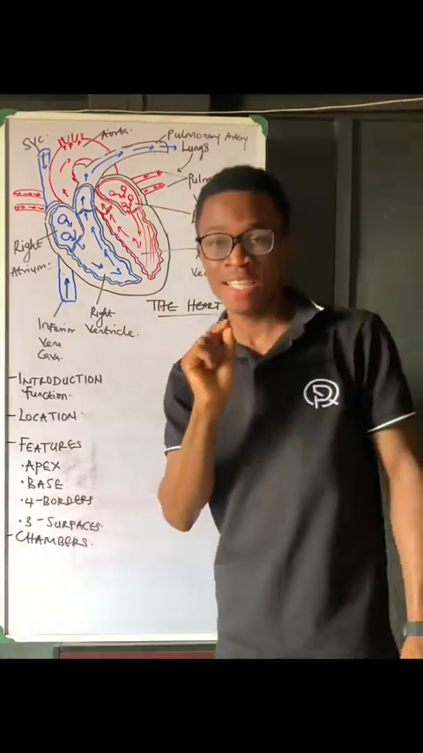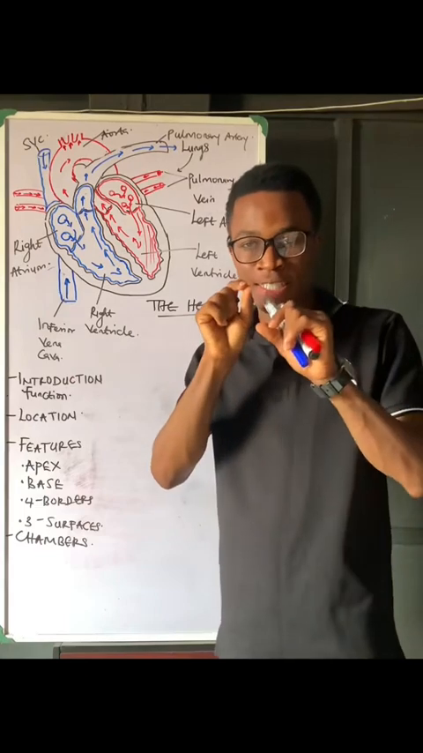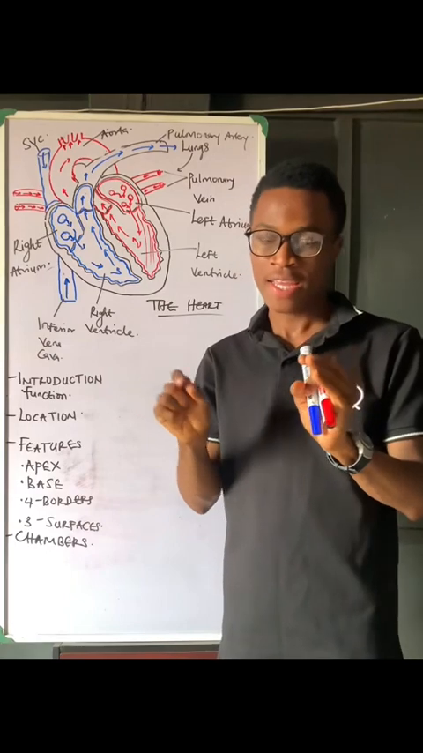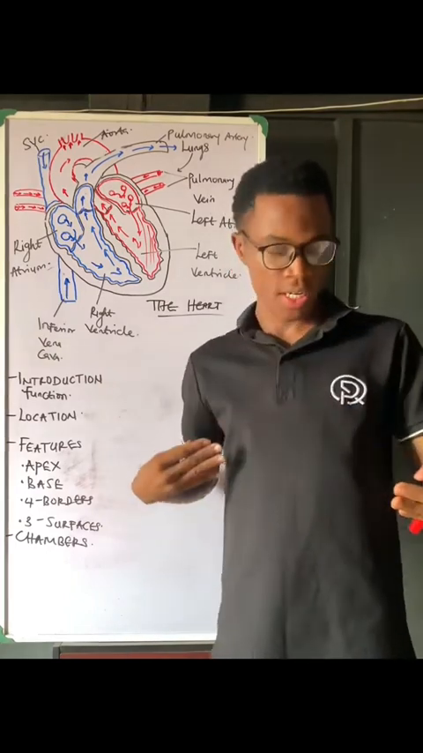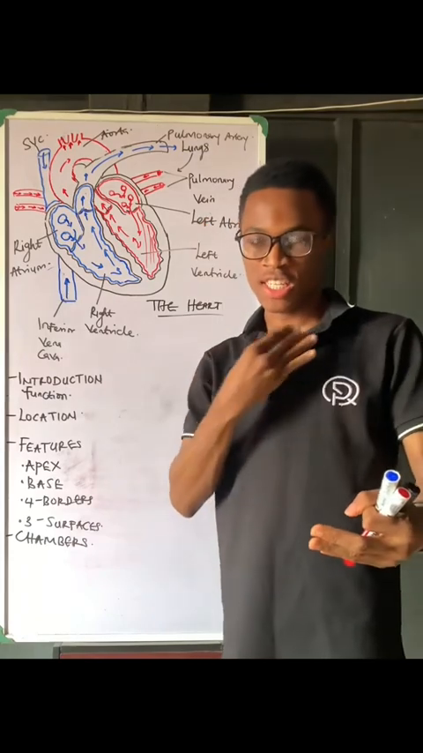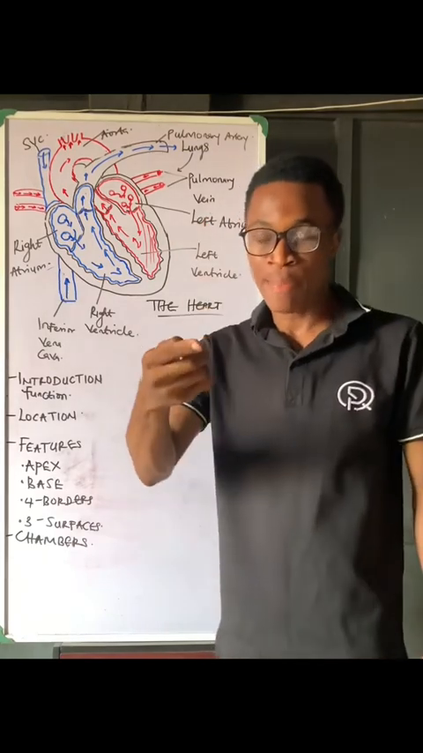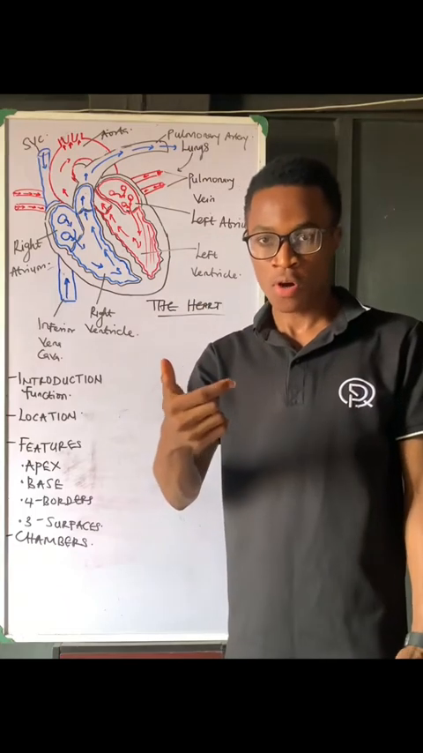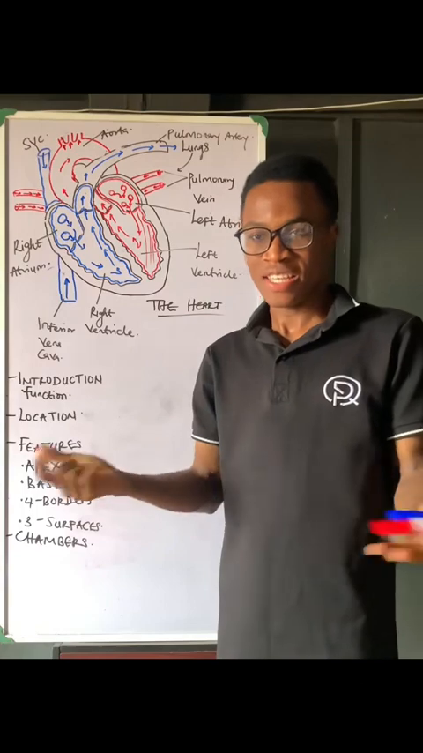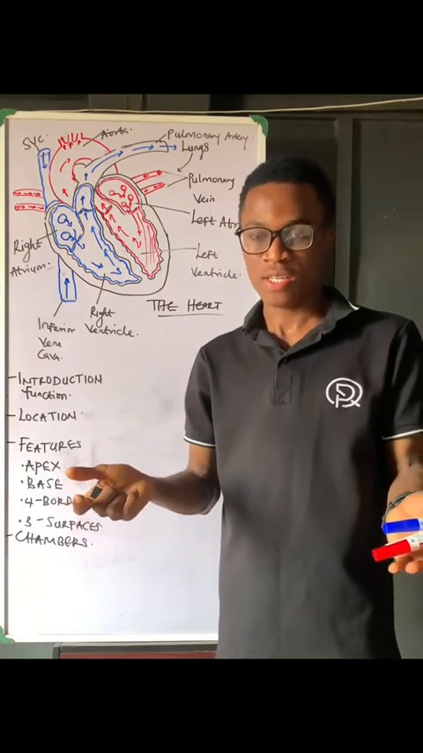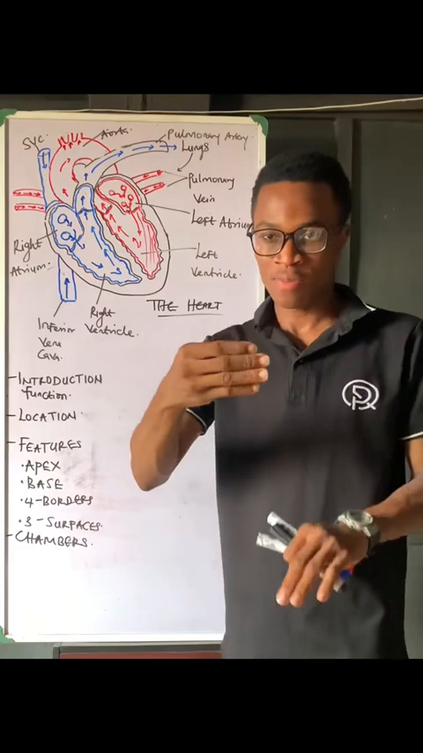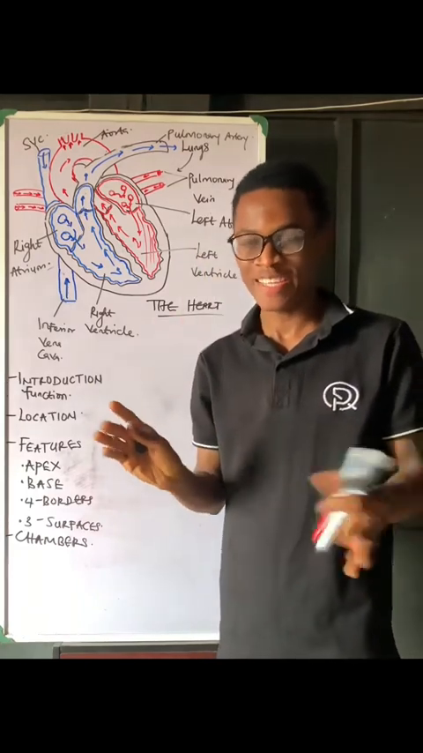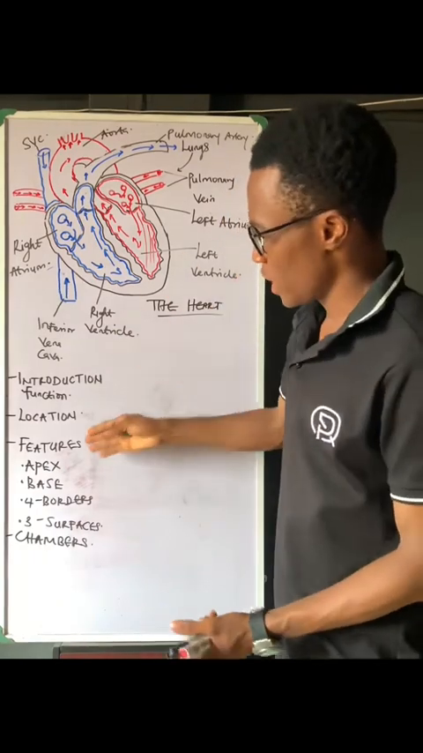Then location. Where is the heart located? The heart is placed within the middle mediastinum, as we said earlier. It lies oblique. It is not straight. It lies oblique at the back of the body of the sternum and in front of the vertebrae. You can say it is located at the back of the body of the sternum and the 3rd to 6th costal cartilages. Very easy.